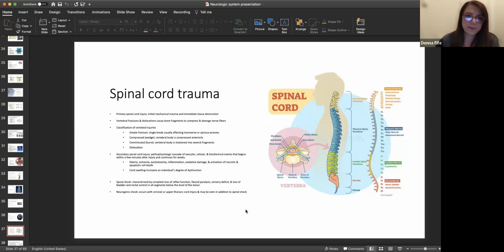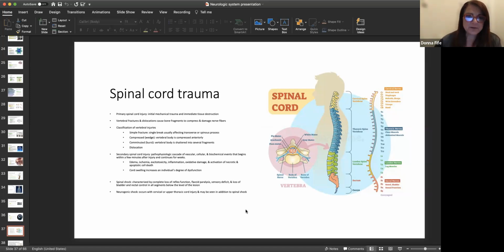Secondary spinal cord injury is a pathophysiological cascade of vascular, cellular, and chemical events that begins within a few minutes after injury and continues for weeks. There can be edema, ischemia, excitotoxicity, inflammation, oxidative damage, and activation of necrotic and apoptotic cell death. Cord swelling increases an individual's degree of dysfunction, so the degree of dysfunction is dependent on that cord swelling at times.